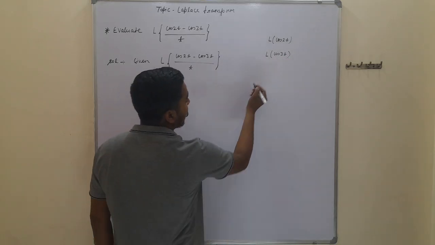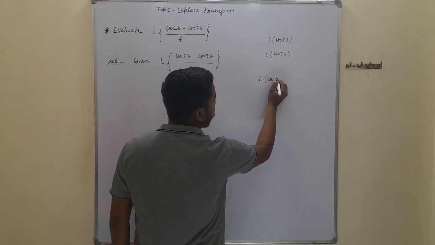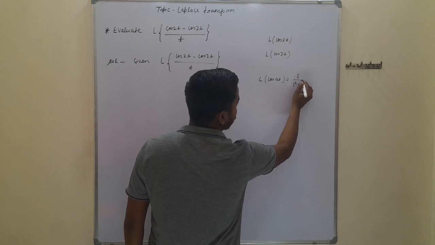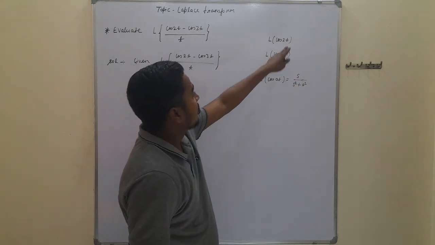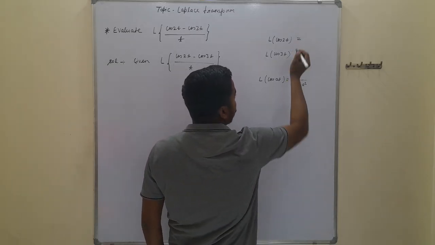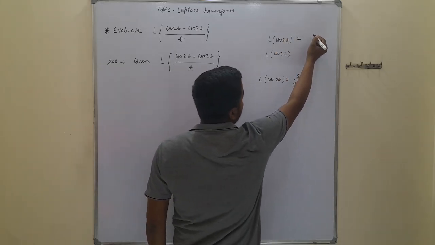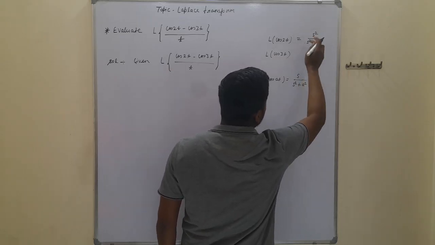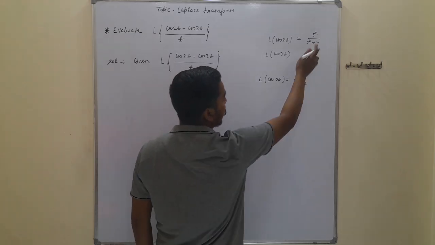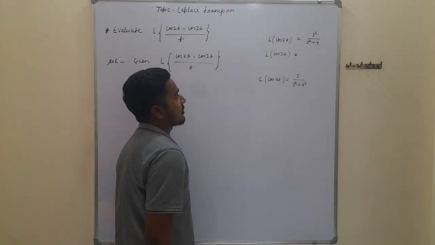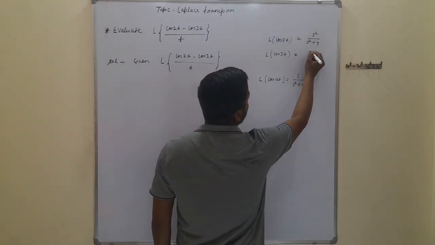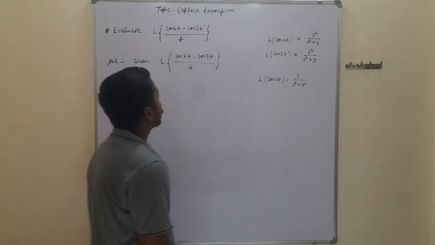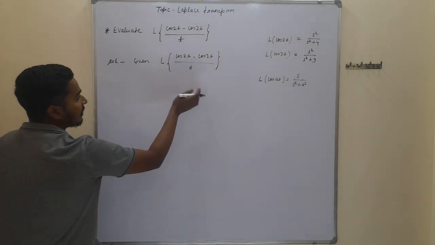We know that Laplace of cos at is given by s upon s square plus a square. Here, to find Laplace of cos 2t, a is 2, so we write s upon s square plus 4, since a square is 4. And the Laplace of cos 3t is given by s upon s square plus 9. Here a is 3, so we put the value here.